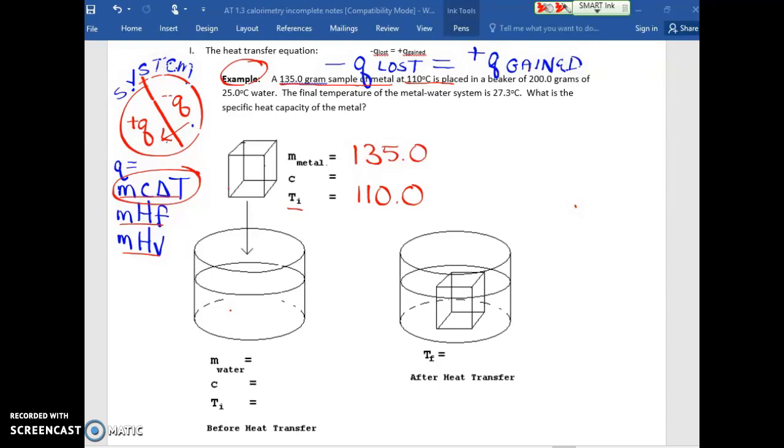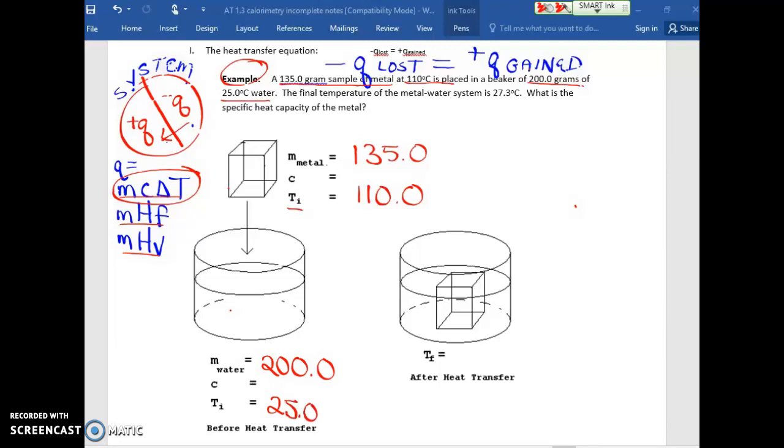In a beaker of 200 grams of water. So the 200 grams of water is the other object. It's the mass of the water, 200 grams of water. It's at 25.0 degrees Celsius. That's its initial temperature, 25.0.